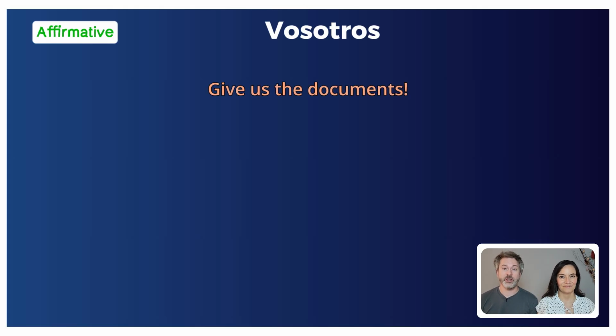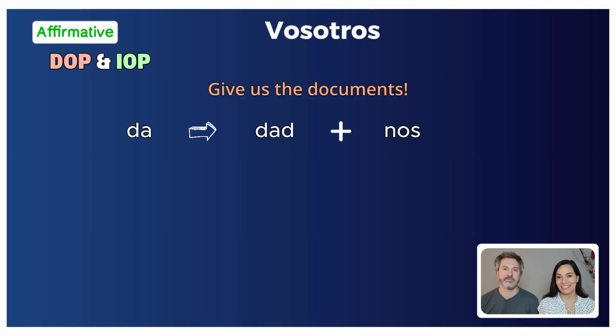If we want the affirmative vosotros command for "give us the documents," but we want to use a direct object pronoun for documents and an indirect object pronoun for us, how would it be? We need the verb dar. So we drop the R and we add the D and we get dad. Then we attach nos for the indirect object pronoun and then los for the direct object pronoun. And we'll get dadnoslos.